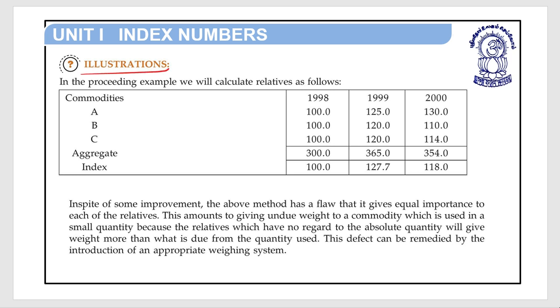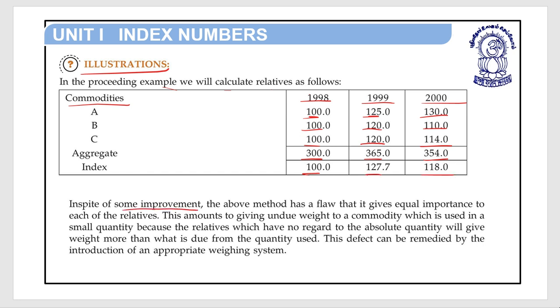Illustration. In the preceding example, we will calculate relatives as follows. Commodities A, B, C, aggregate and index. For the years 1998, 1999, 2000: in 1998, 100; 1999, 125; and 2000, 130. In the same way, 100, 120 and 110. Then 100, 120 and 114. The aggregate is 300, 365, 354. The index is 100, 127.7 and 118.